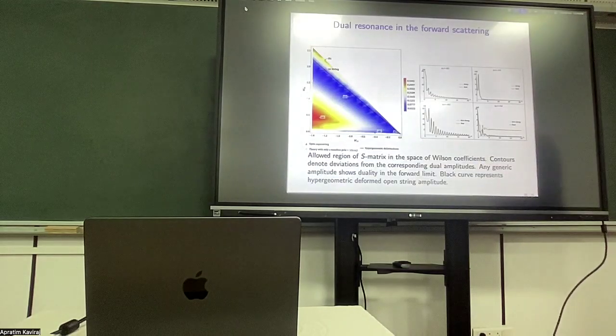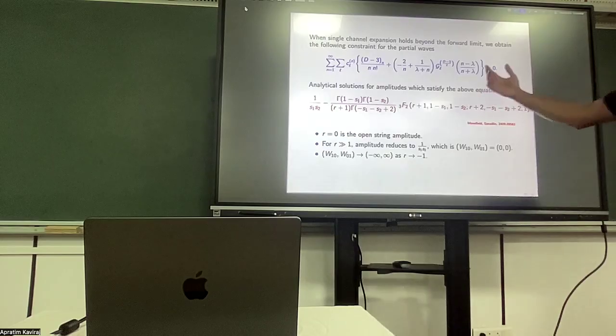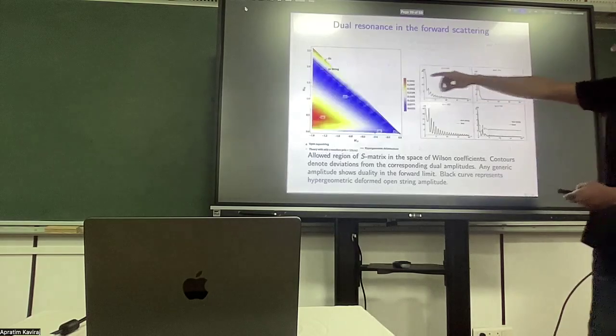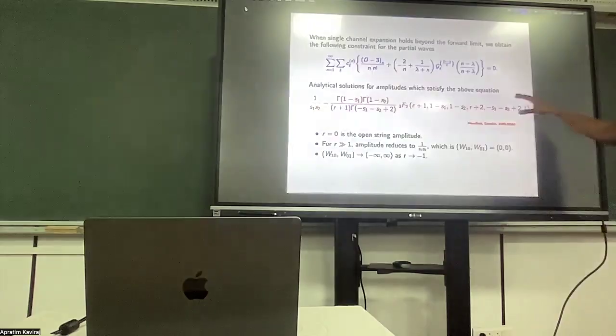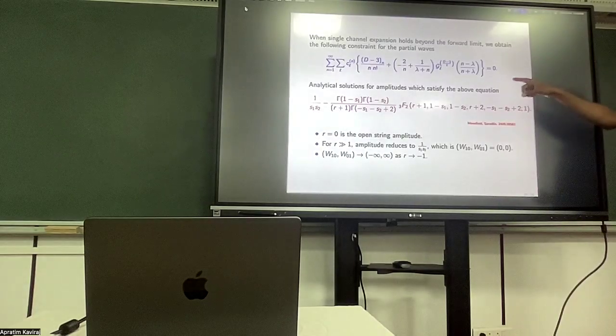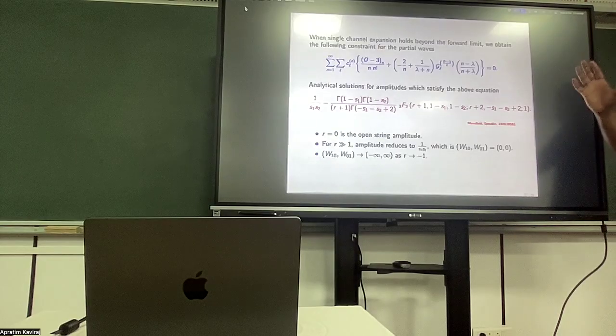But those theories are still away from the boundary. They are inside the allowed region. The question is, what is the line? Yeah. So this black line actually satisfies this constraint. And this is a constraint that will be satisfied if the amplitude has duality, meaning a dual expansion, for all values of lambda, or all values of S1 and S2.